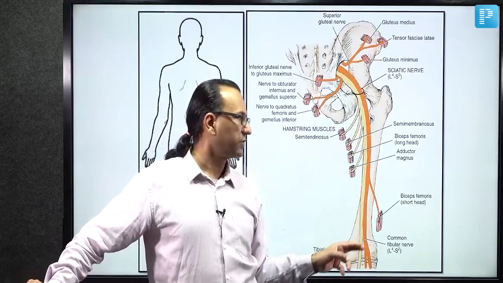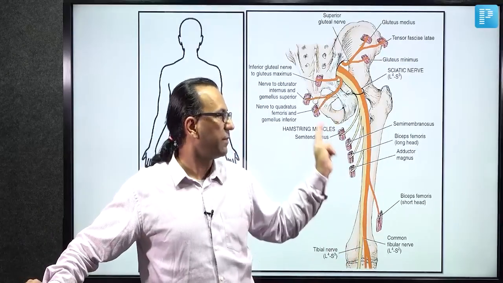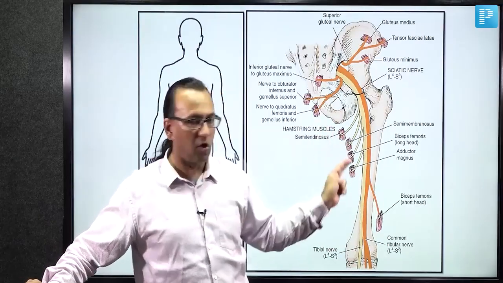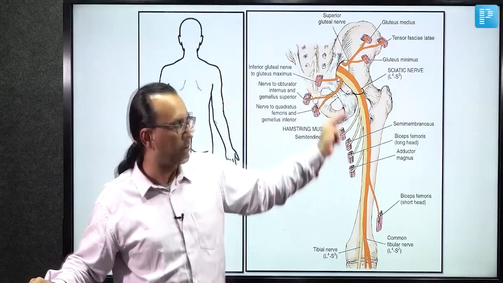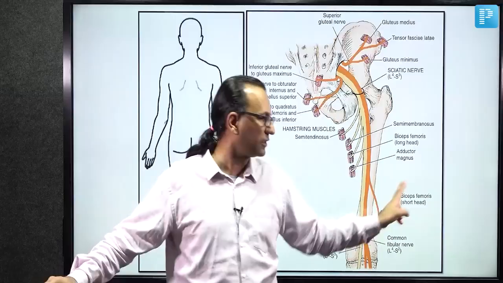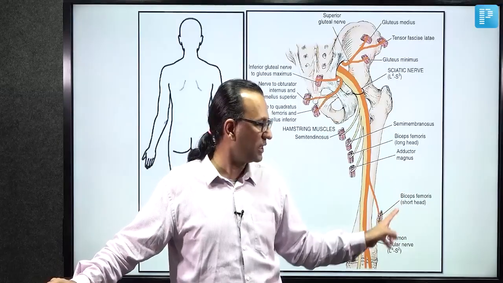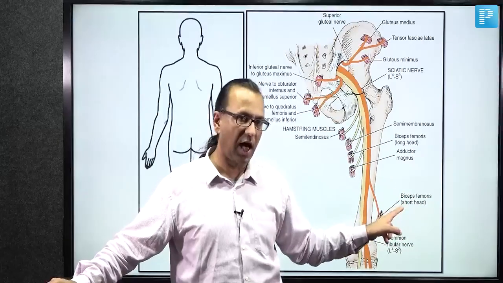Here, the hamstring muscles, which are posterior thigh muscles, basically semitendinosus, semimembranosus, and the long part of the biceps femoris, plus the posterior part of adductor magnus, will be supplied by the tibial part of the sciatic nerve, whereas the short head of the biceps femoris is supplied by the common peroneal nerve, thus making the biceps femoris a hybrid muscle.